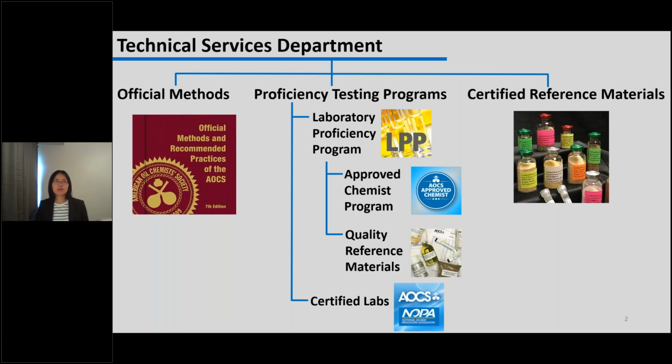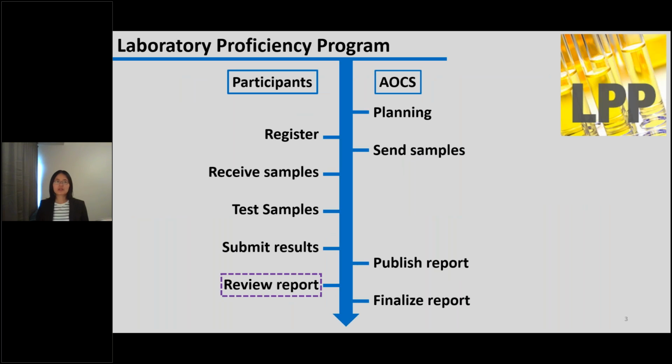From a participant's perspective of the Laboratory Proficiency Program, the process goes through 5 steps: register, receive samples, test samples, submit samples, and review report. In this presentation, I'm going to focus on the last part, review report. This report is the report that's published every quarter.